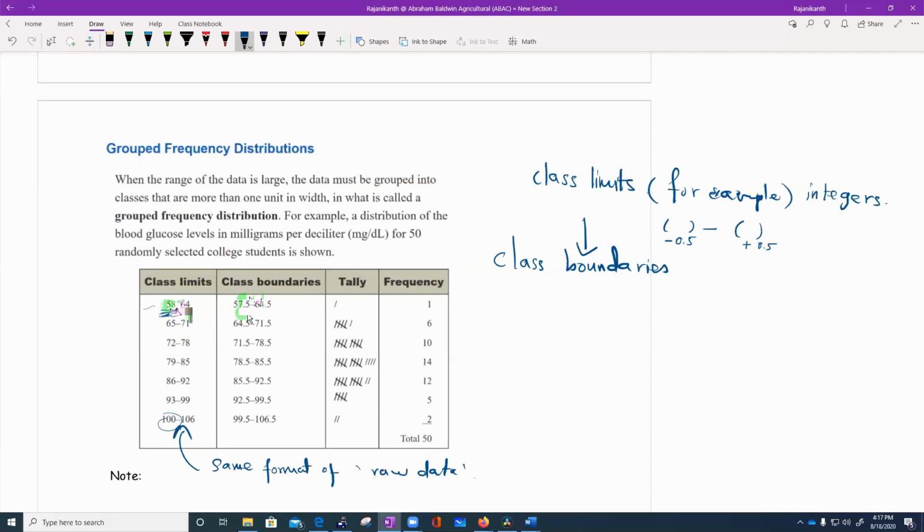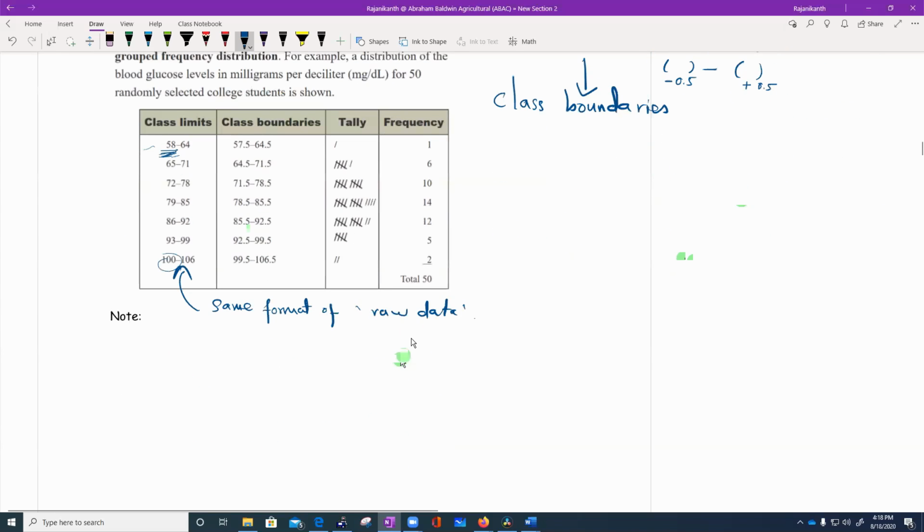For example, look at my first class boundary. Your class limit is 58 to 64. The smallest one is 58, so you have to subtract 0.5. Why am I subtracting 0.5? Because my original data value has 0 decimal places, but here you have to take one more decimal place. In case you have your class limits in one decimal place already, now you have to subtract with two decimal places, 0.05, and add 0.05. In that way you could make your class boundaries.